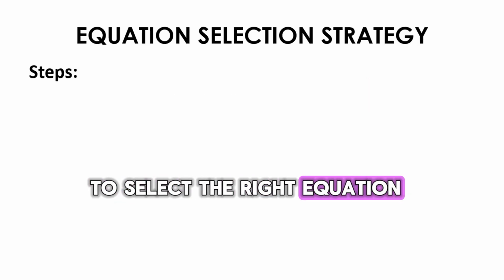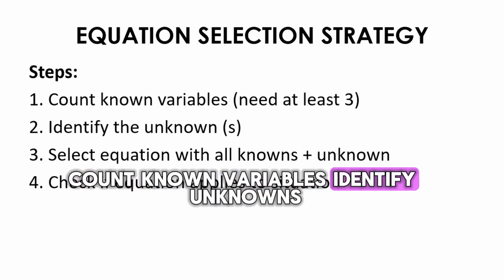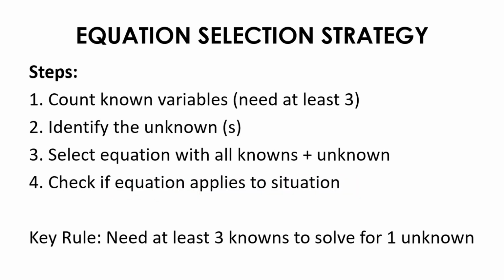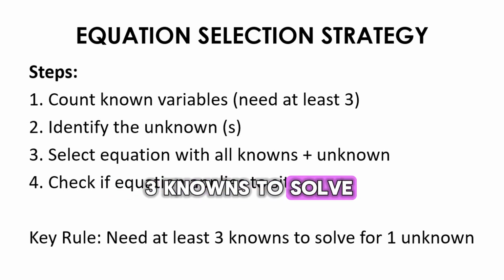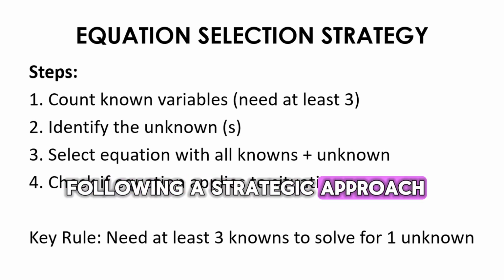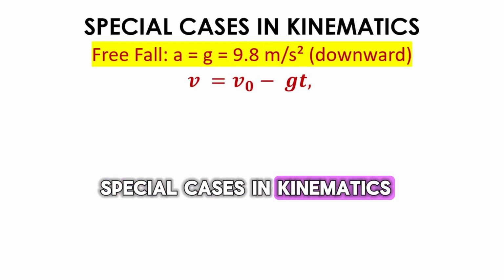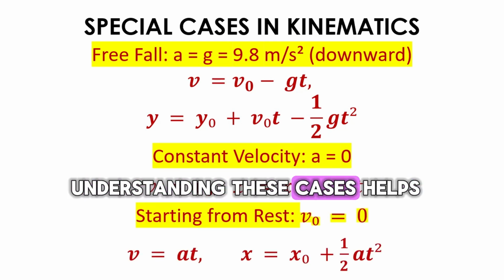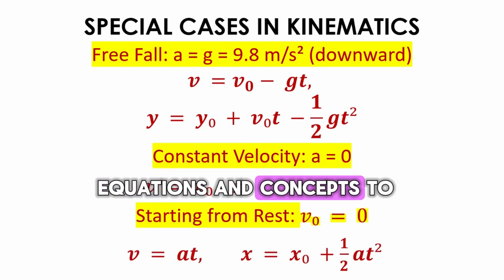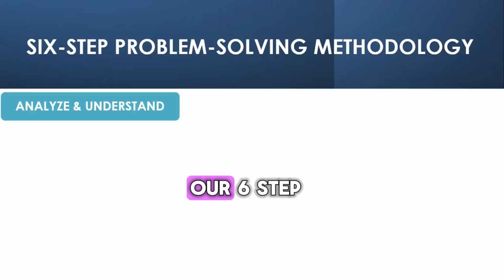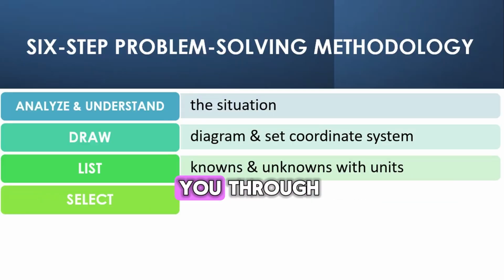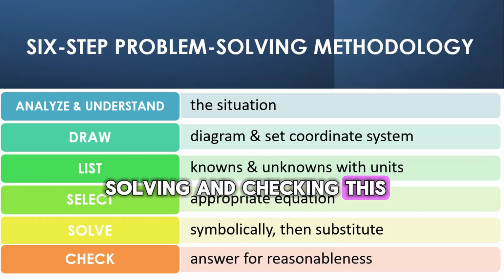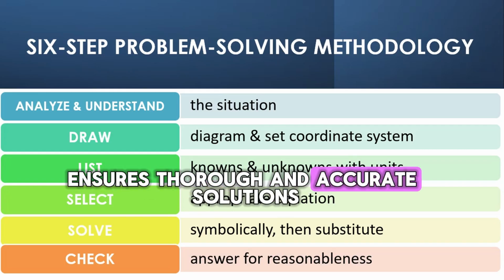To select the right equation, count known variables, identify unknowns, and ensure the equation fits the situation. You need at least 3 knowns to solve for one unknown, following a strategic approach. Special cases in kinematics include free fall and constant velocity scenarios. Understanding these cases helps in applying the right equations and concepts to real-world situations. Our 6-step problem-solving methodology guides you through analyzing, drawing, listing, selecting, solving, and checking. This structured approach ensures thorough and accurate solutions.